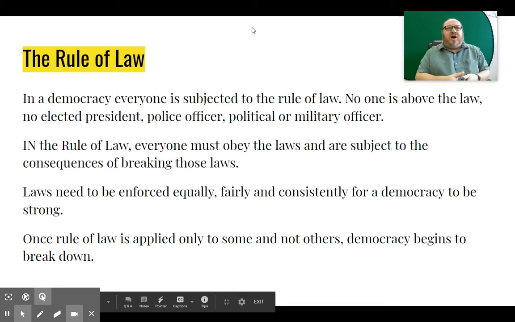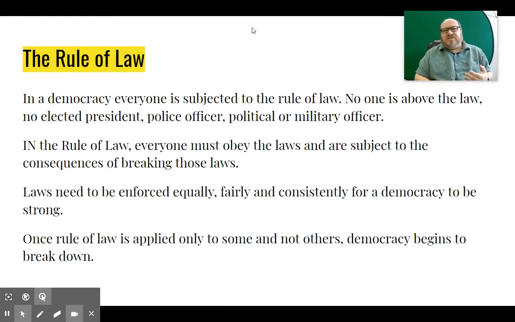Okay, rule of law. In democracies, everyone is subject to the rule of law. No one is above the law. It doesn't matter if they're the president, if they're any other elected official, if they're a political or military officer, if they're rich, if they're poor, if they're white, if they're black, if they're Asian, if they're brown. None of those things matter. The law is the law, and everyone is subject to the law. But that also means they're subject to the consequences of breaking those laws.